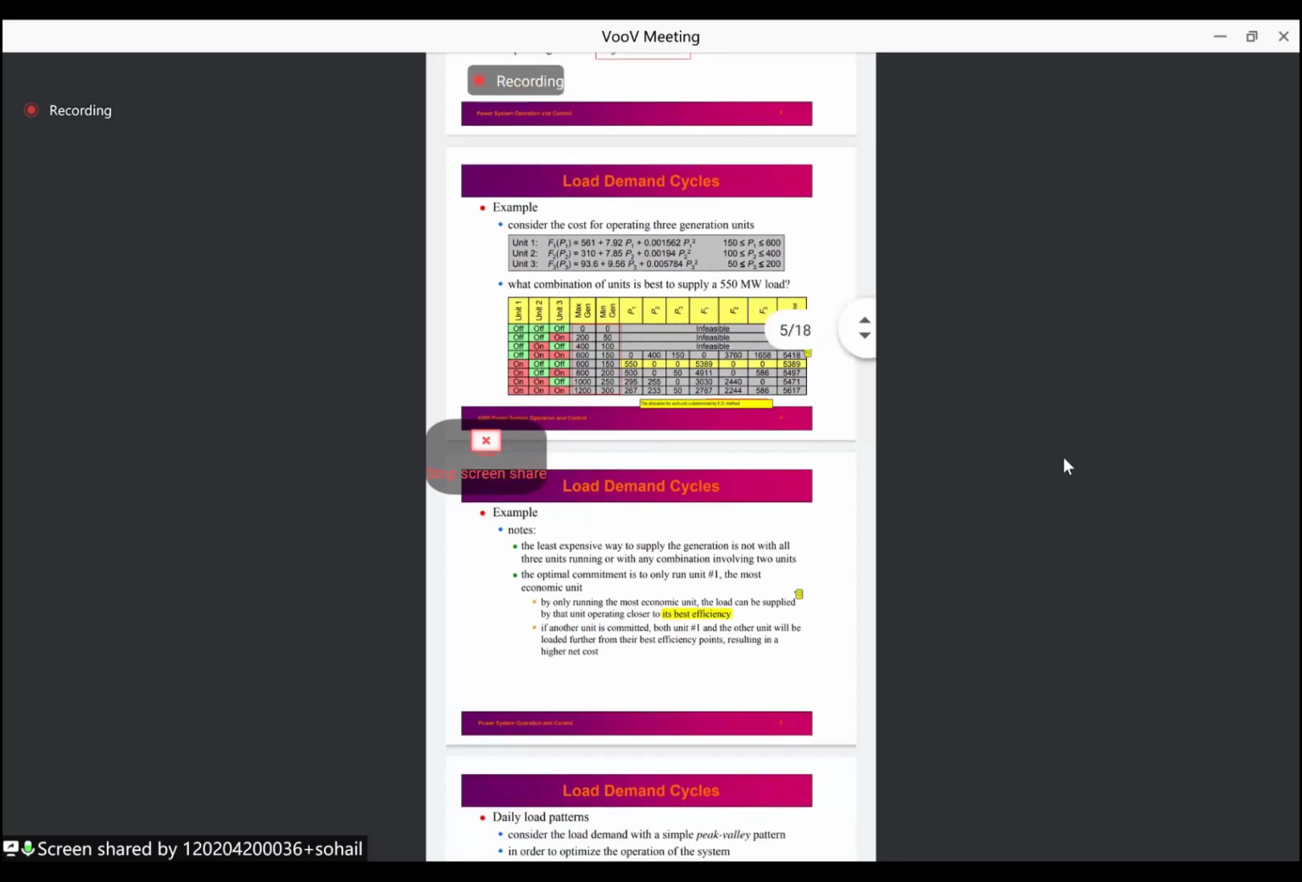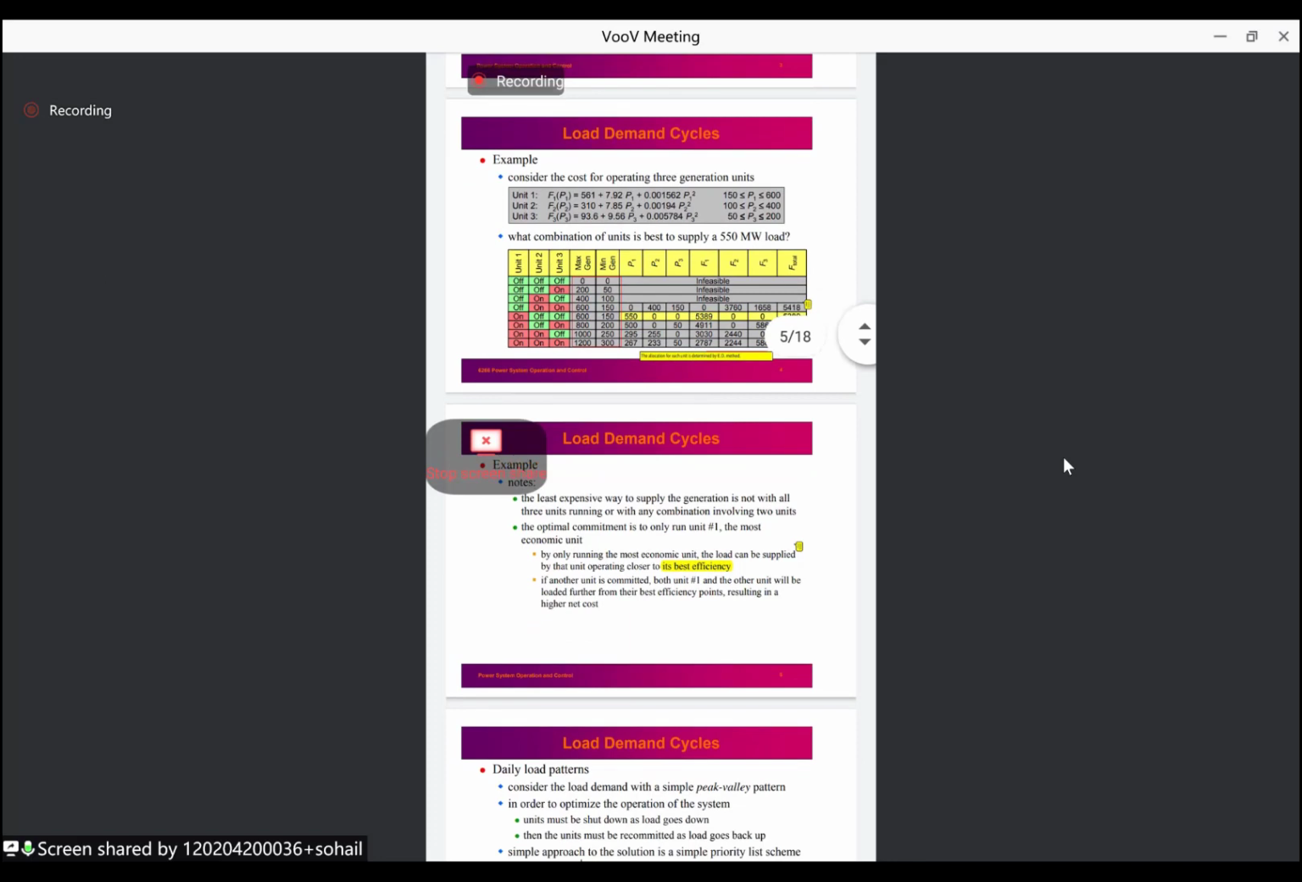As I said before, which units need to start should be the knowledge of an operating engineer. Okay, and the second point is the optimal commitment is to only run unit 1, the most economic unit. So this is very important, which units should be very economic for us, and which unit should be run.